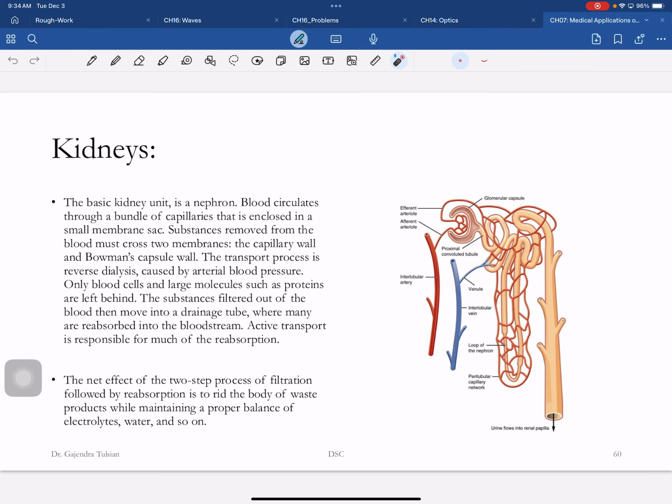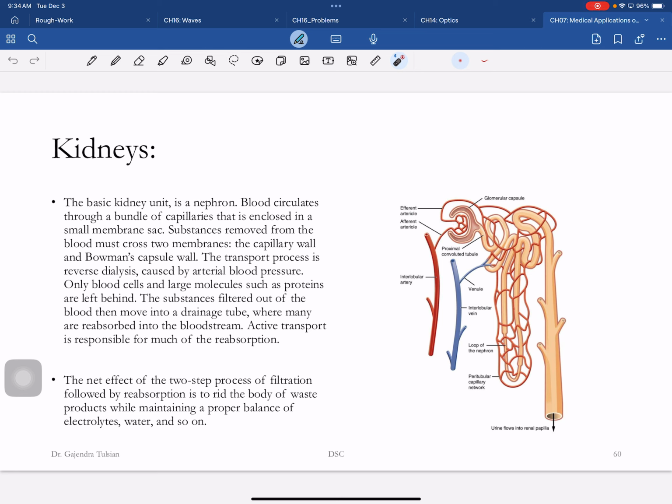So we'll talk about the kidneys. The basic unit is a nephron. There's the nephron. Okay. And so the job of the kidneys is to remove toxic substances from your blood. So there's toxic waste products in the blood that you want to remove.